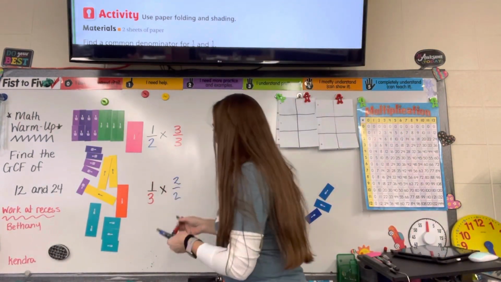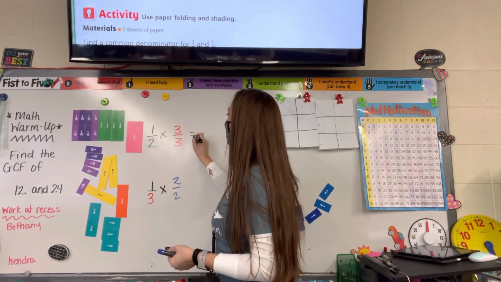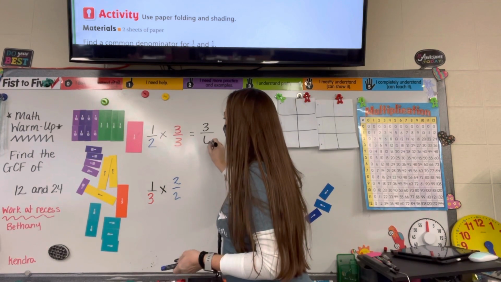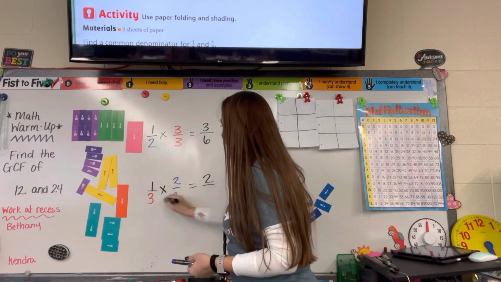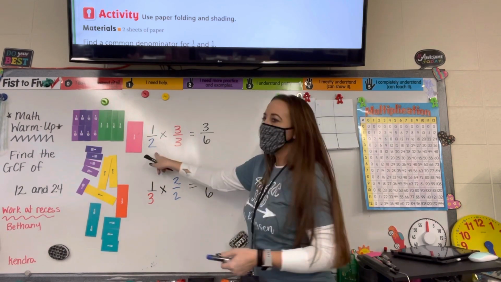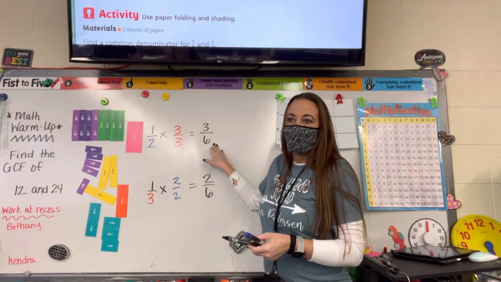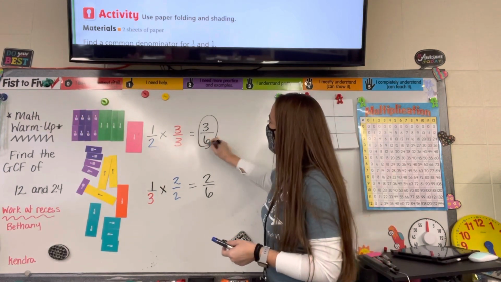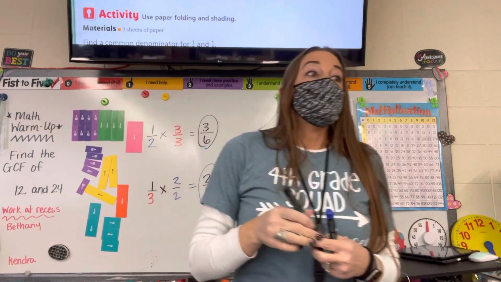Yeah, I know. Okay, so then we go 1 times 3 is what? 3. 2 times 3 is what? 6. 1 times 2 is what? 2. 3 times 2 is? 6. So we turned 1/2 into 3/6. And we turned 1/3 into 2/6. Do we have 2 fractions with the same bottom number now? Yes.